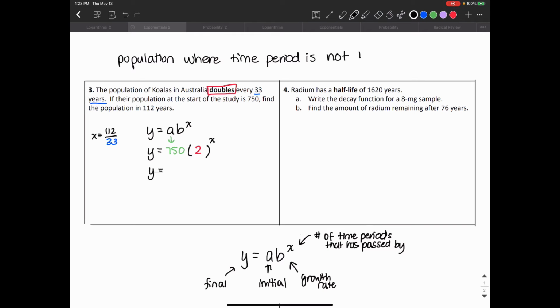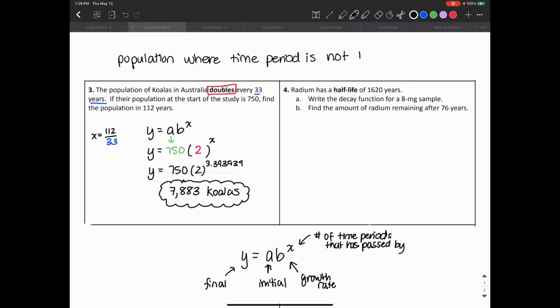So I have y is equal to 750 times 2 to the 3.393939 power. I do this in my calculator, so I do 2 raised to 3.393939. And then I multiply by 750, and I get that the population is 7,883.8. I'm going to round down, even though this is 0.8, because this is a population problem, and I can't have a part of a panda. So I round to the nearest whole number, not panda, koala. I keep doing that. These are koalas.